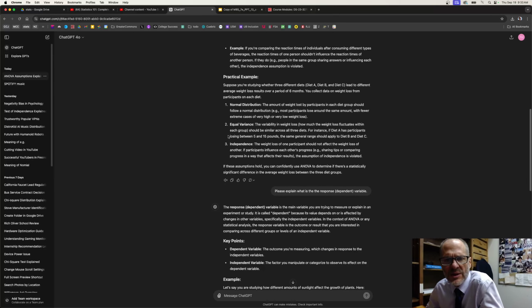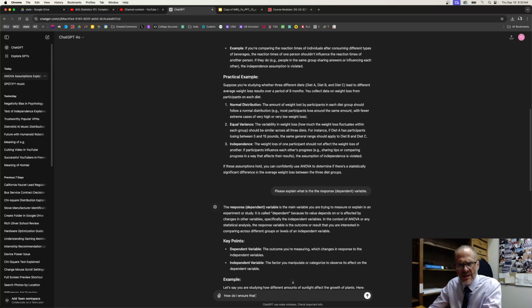Suppose you're studying whether 3 different diets, A, B, or C, lead to different average weight loss results over a period of 6 months. You collect data on weight loss from participants on each diet. Normal distribution. The amount of weight lost by participants in each diet group should follow a normal distribution. E.g., most participants lose around the same amount, with fewer extreme cases of very high or very low weight loss. But again, I'd be like, how do I ensure that something has normal distribution? And maybe that's a good question.